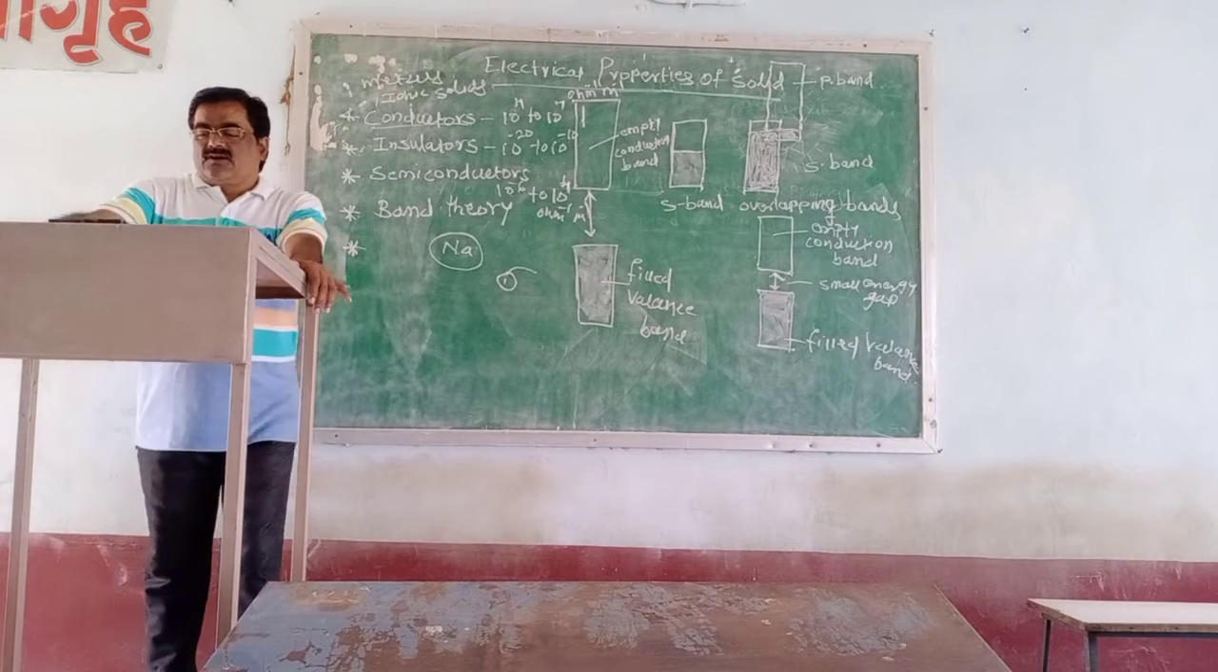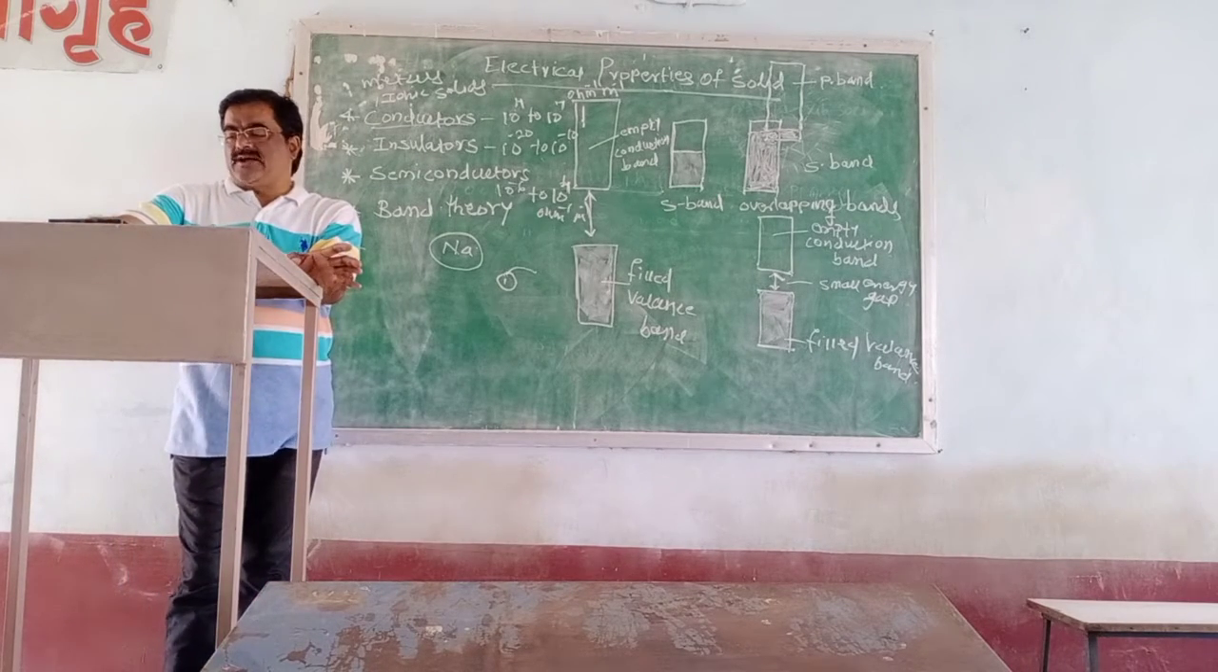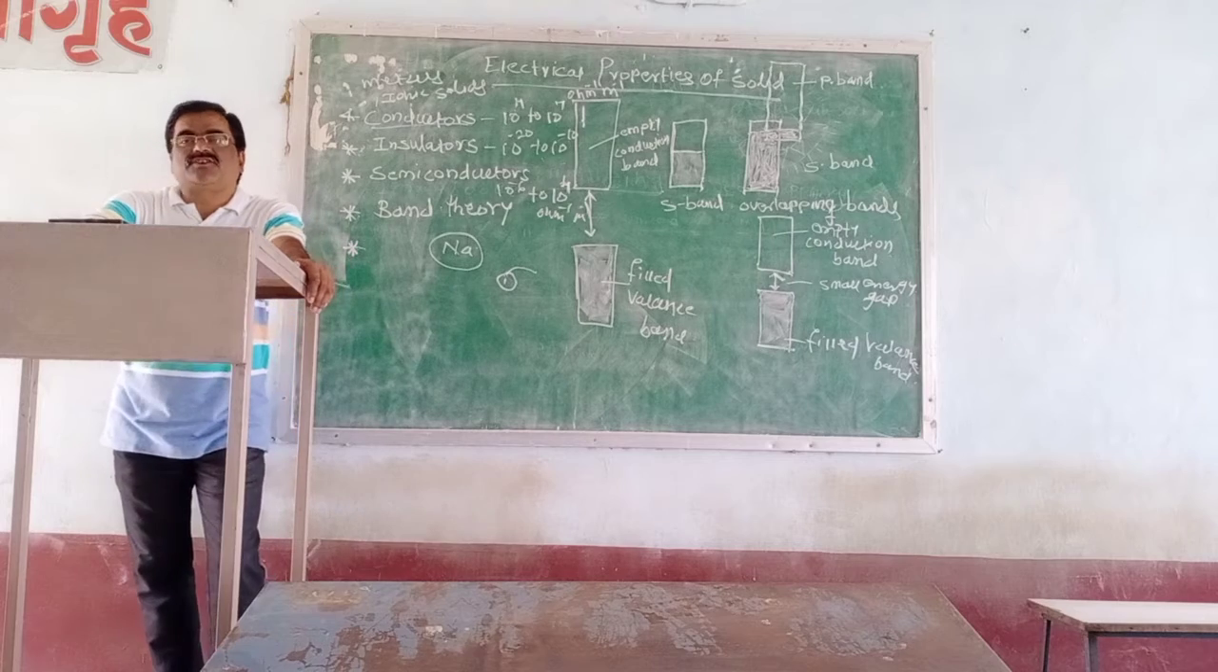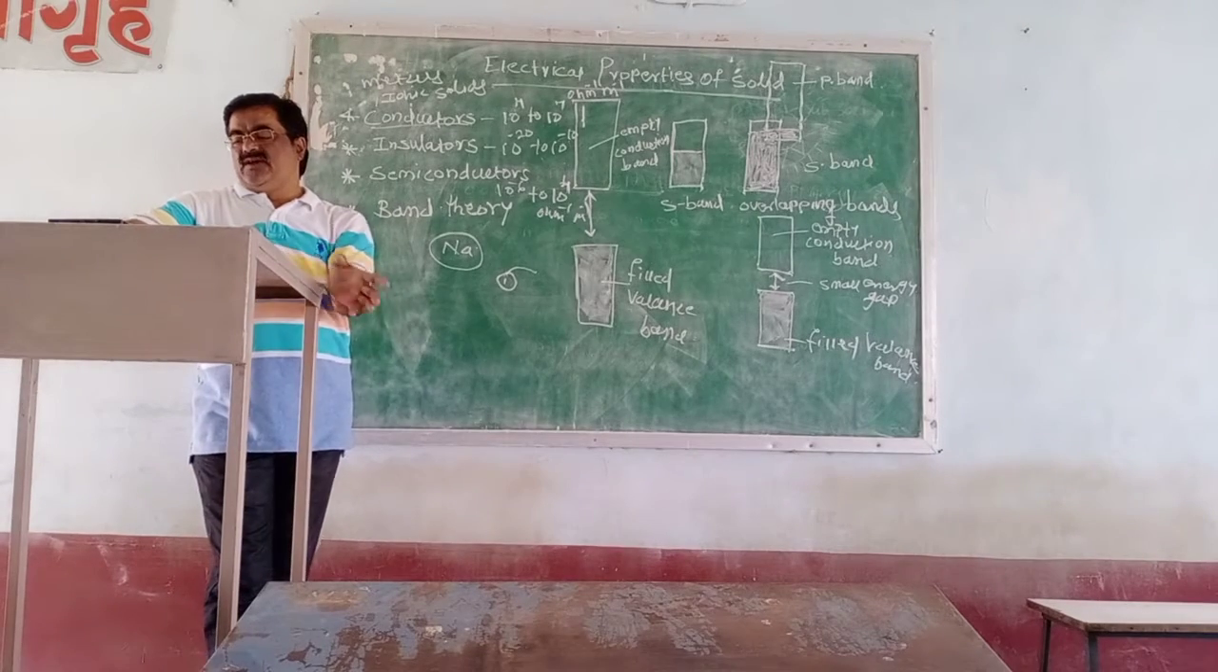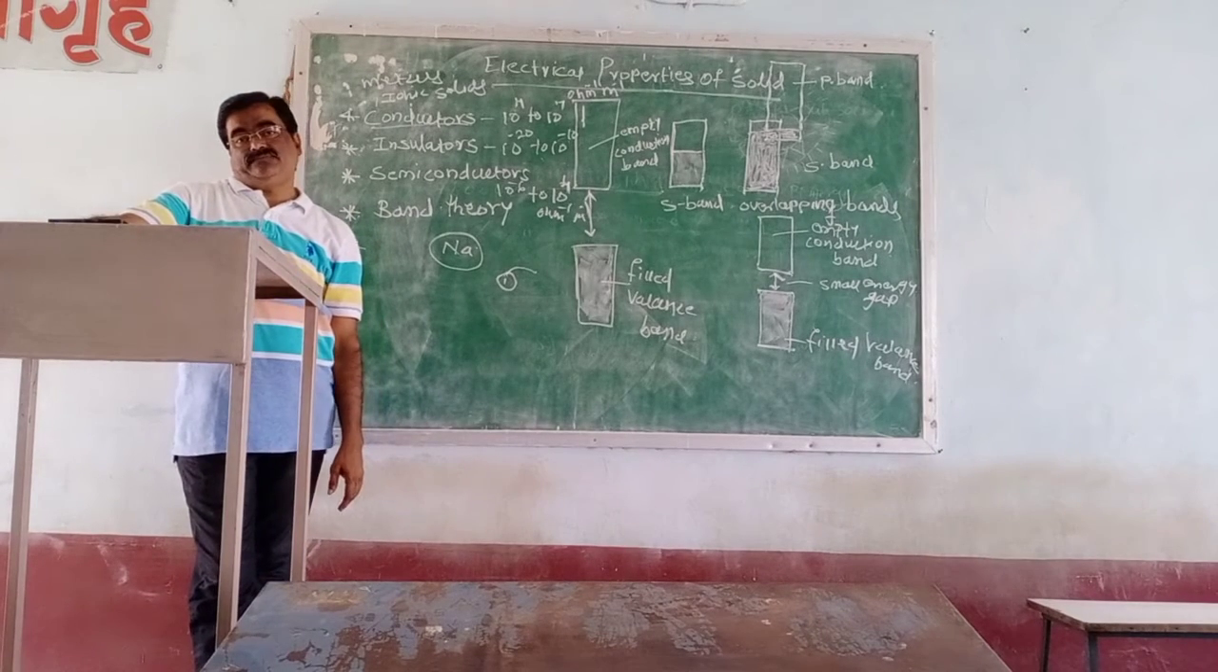Band theory considers formation of two types of bands, namely the conduction band and the valence band. Another important aspect of band theory is the band gap.